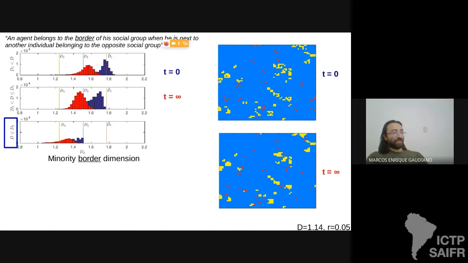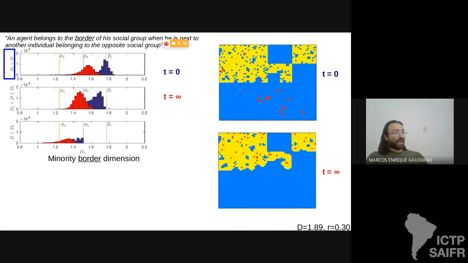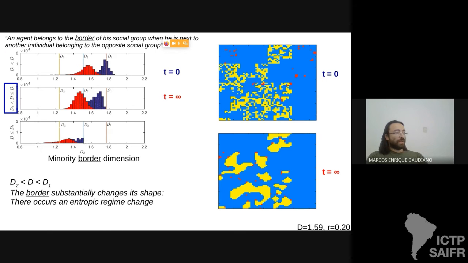Actually, the different dynamics can be characterized in terms of entropic regime variations. Let us break apart the latter histograms according to the dimension of the minority. For D lower than D2, the borders stay at the same entropic regime. They do not substantially change their shapes. For D greater than D1, the borders stay at the same entropic regime. There are well-defined borders and there are no substantial shape changes. However, for D lying in the most uncontrollable regime, there is a clear entropic regime variation.